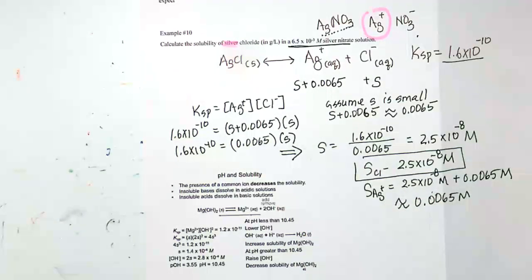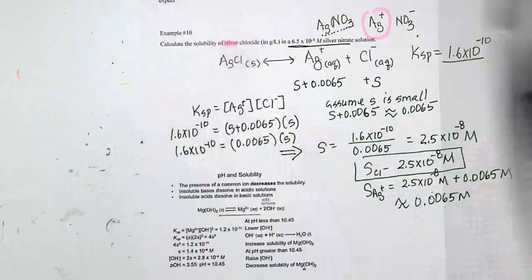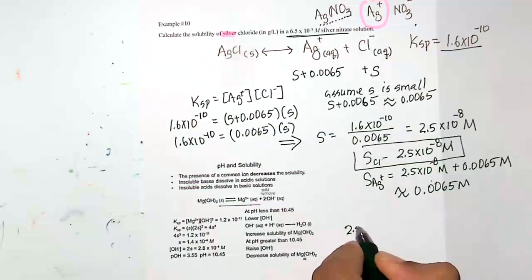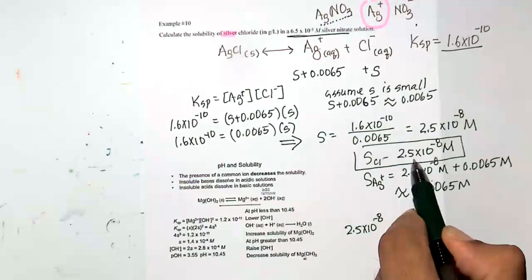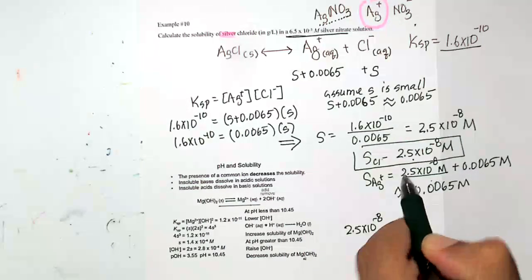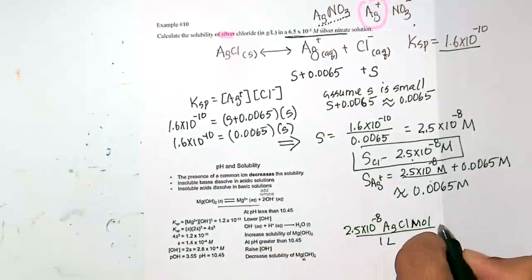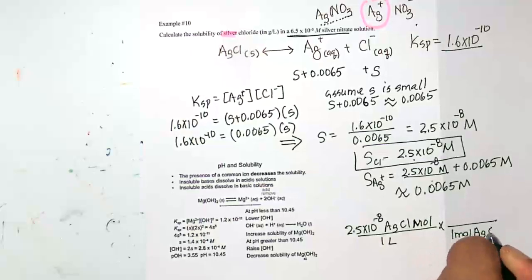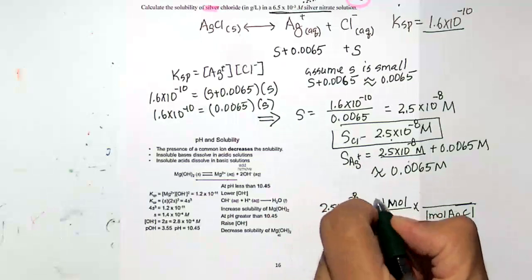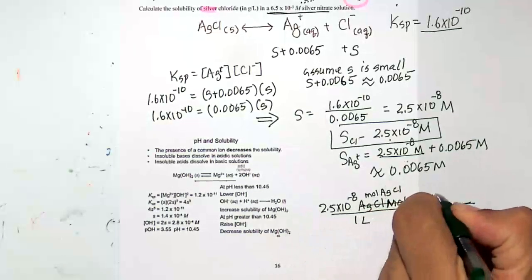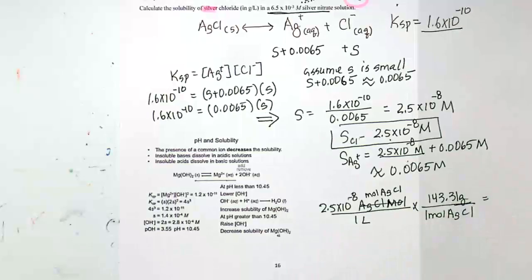If you go back to the previous problem, a couple of pages back to page 13, it's asking for the answer in grams per liter. So I'm going to take this 2.5 times 10 to the minus 8 molar AgCl, which is moles over a liter. 1 mole of AgCl is how many grams? About 143.31 grams, from our previous problem.